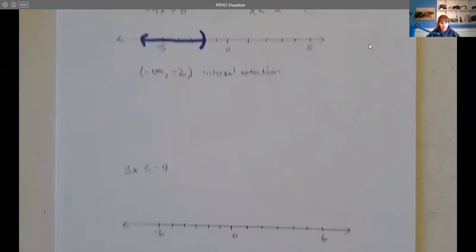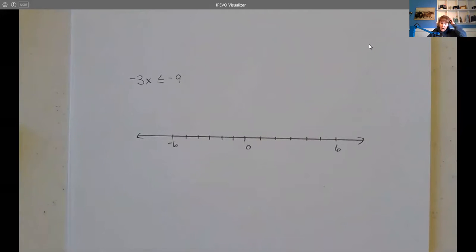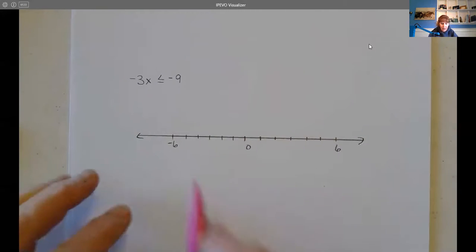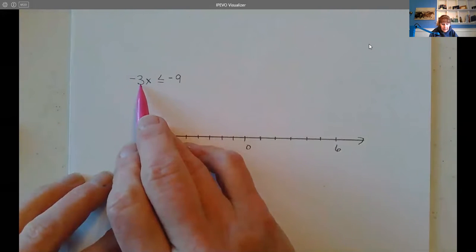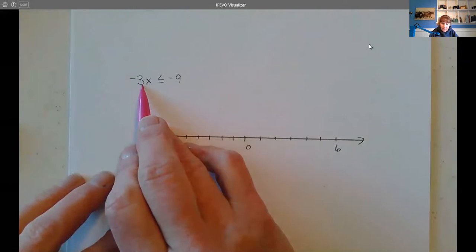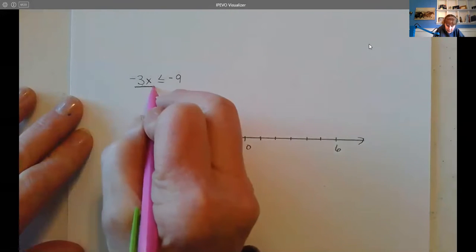Okay, let's do another one. Here on this one, again, there's no simplifying that needs to be done, on the left as far as combining like terms, or on the right. What we'll now do is concentrate on getting the x by itself. In this example, we don't have to add the opposite of anything because you're not adding or subtracting anything to the x. All we have to get rid of is the -3. In order to get rid of the -3, we're going to divide by -3.